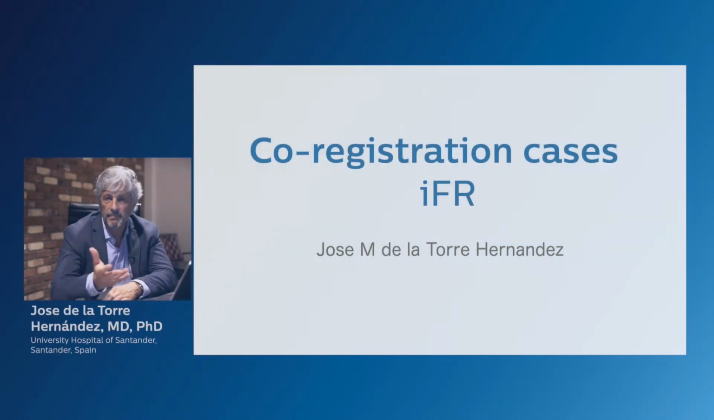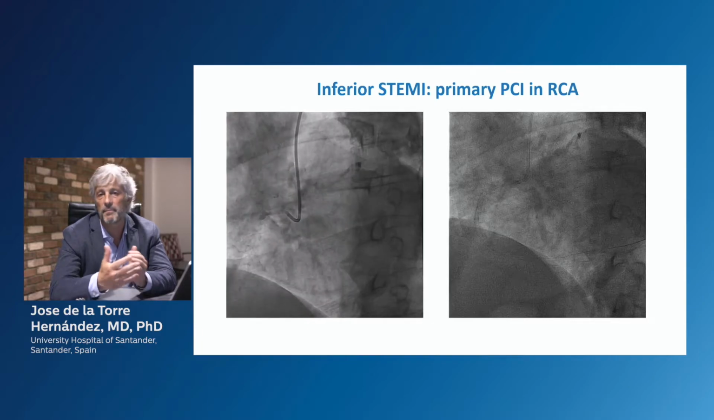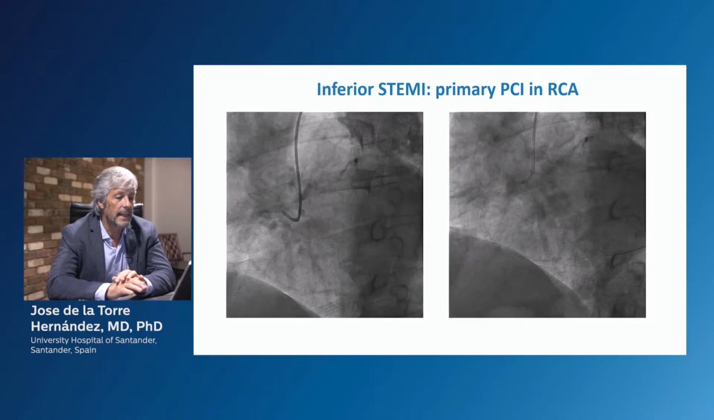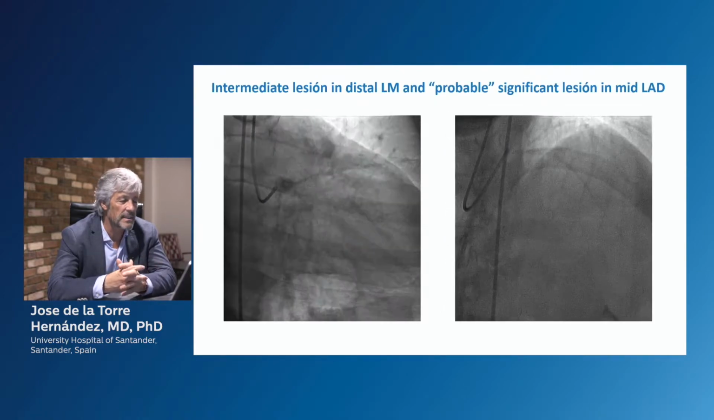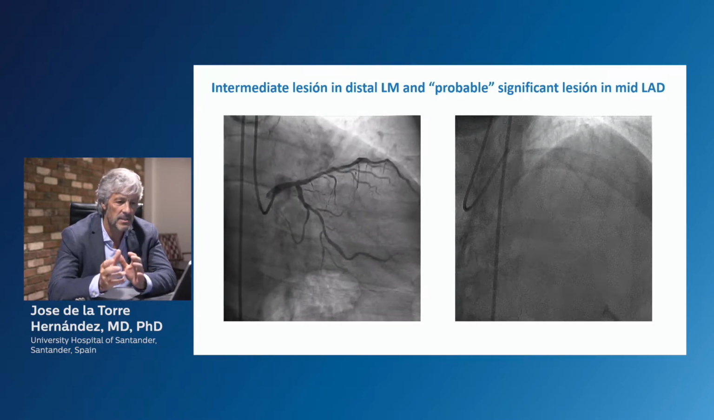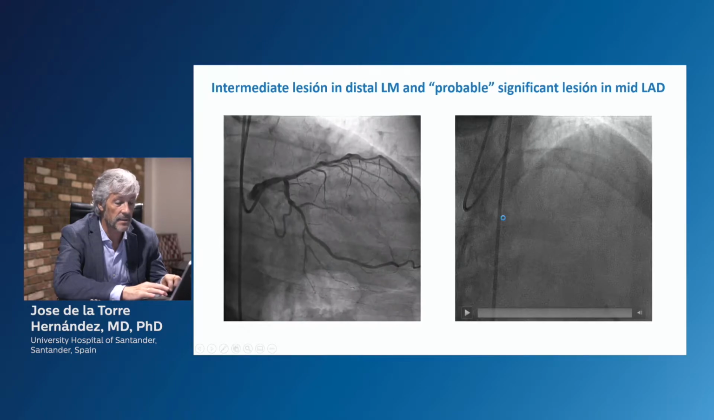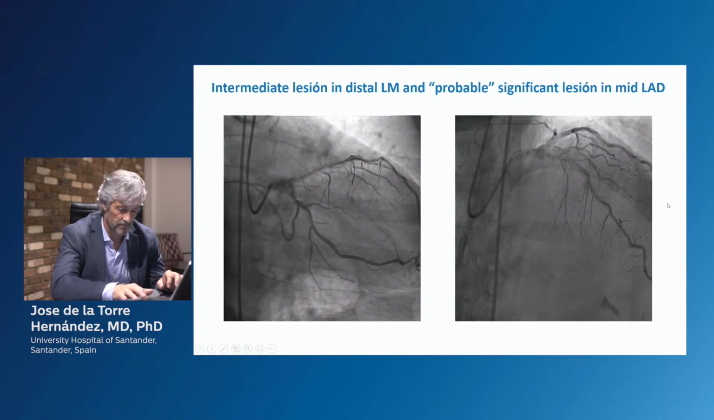But we also have co-registration cases with iFR. This is a patient with inferior ST-elevation MI undergoing primary PCI in the right coronary artery with a good result. But the angiography in the left coronary artery showed an intermediate lesion in the distal left main and a probable significant lesion in the mid-LAD. It is not really clear if this lesion is severe; it's just a borderline lesion.